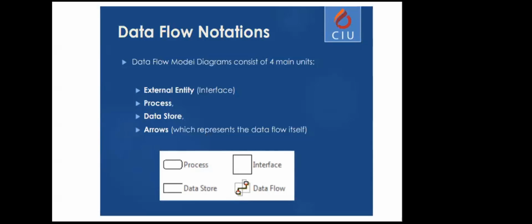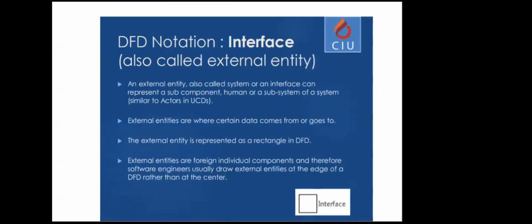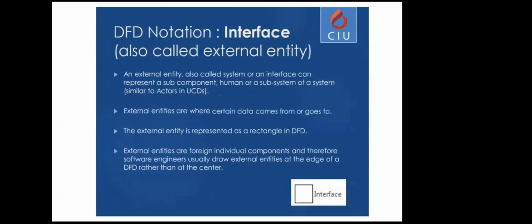The interfaces are basically the external entities themselves. So similar to actors in the UCDs, these will represent a human or a subsystem component, such as an ATM machine, as I told you. External entities are where certain data comes from or goes to. They are represented as a rectangle in the DFD diagrams, and therefore software engineers usually draw external entities at the edge of the DFD rather than at the center.